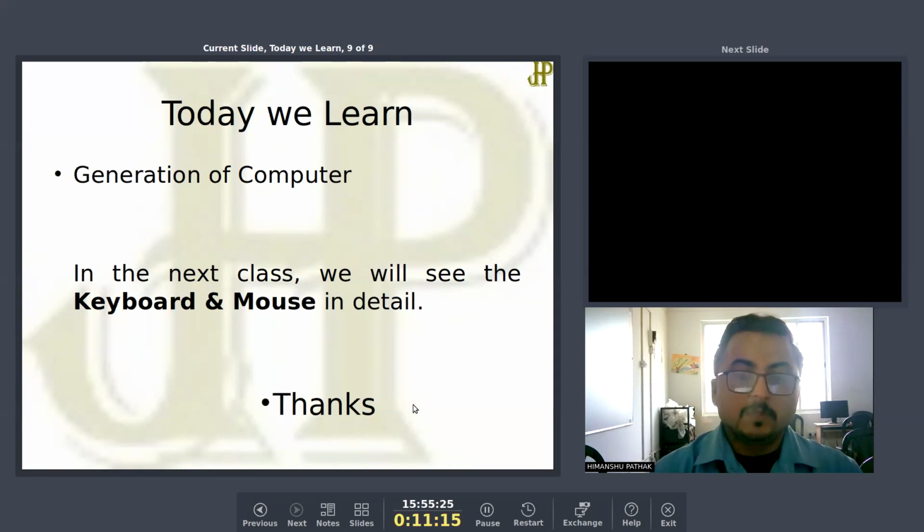I hope you understand what are the various generations of computing. In the next class, we will see the basics of keyboard and mouse. Keyboard and mouse are the basic examples of input devices.